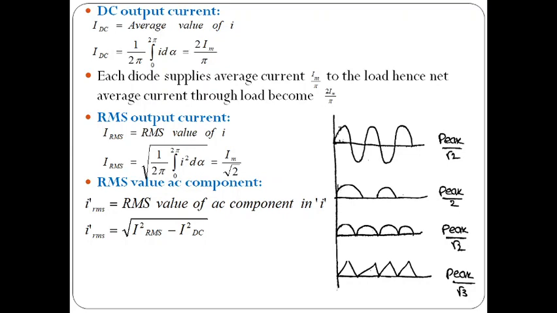So here the RMS output value is Im by root 2. In the previous case, it is Im by 2. Clear? So the output shape changes, and the RMS value also changes. It is nothing but the root mean square value. For a sinusoidal signal, it is Im by root 2, and for this full wave rectifier also Im by root 2. Yes, you can observe different waveforms and their RMS values.